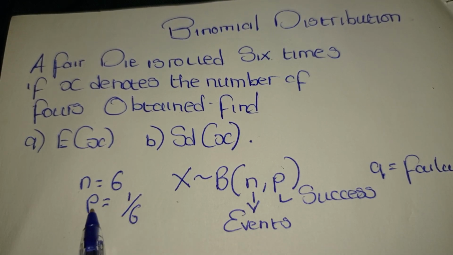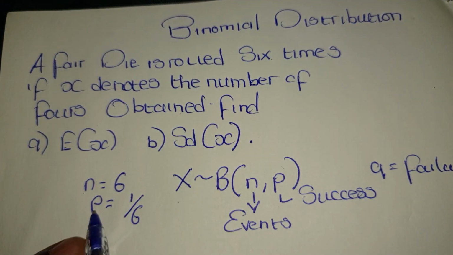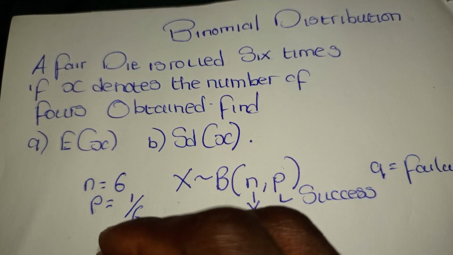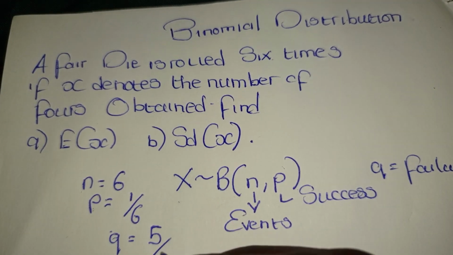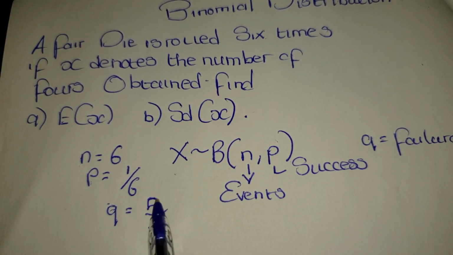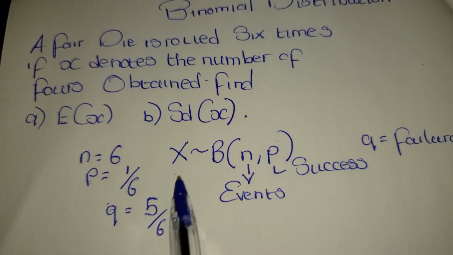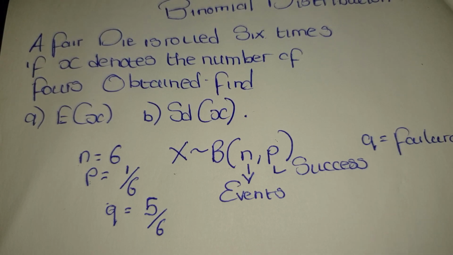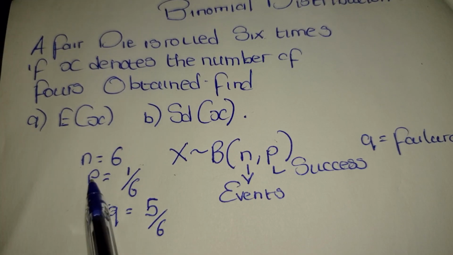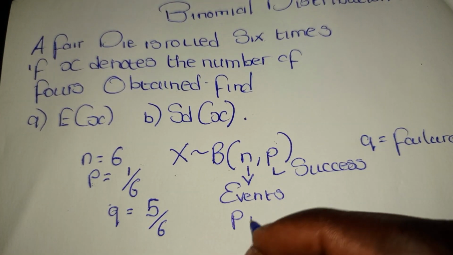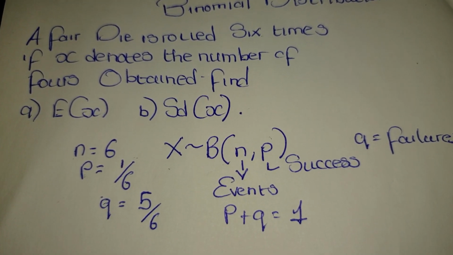Then if the probability of success, that you can get a 4, is 1 over 6, which means the probability of failure, that a 4 will not be obtained, is 5 over 6. Why 5 over 6? Because you have 5 sides which are not 4. Remember, 1, 2, 3, we skip 4, then 5 and 6. Why? Because 4 is here. So that if you were to add the probability of success and the probability of failure, you should obtain 1. Then immediately now we do this.